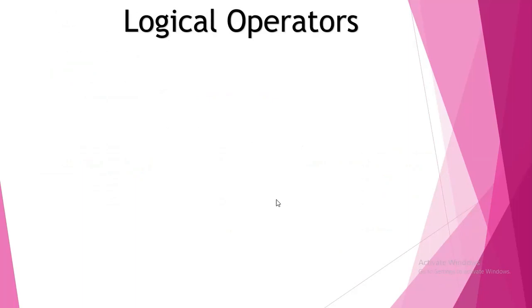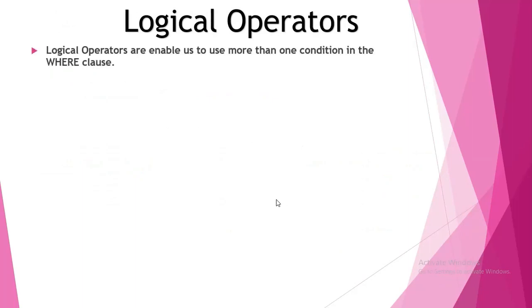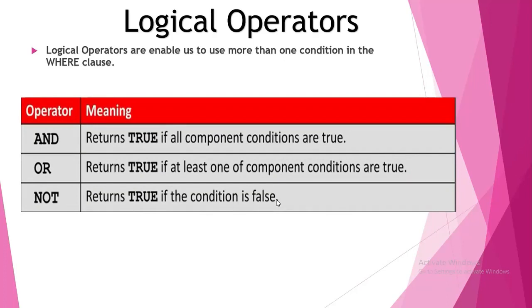Next, moving to logical operators. Logical operators enable us to use more than one condition in the where clause. The AND operator returns true if all component conditions are true. In that, you can learn the AND, OR, NOT logical operators. OR returns true if at least one of the component conditions is true. NOT returns true if the condition is false, and vice versa.